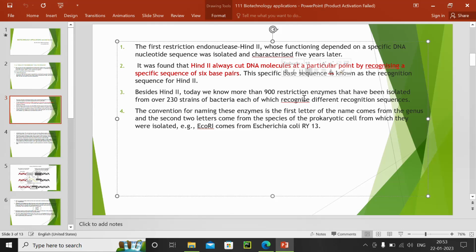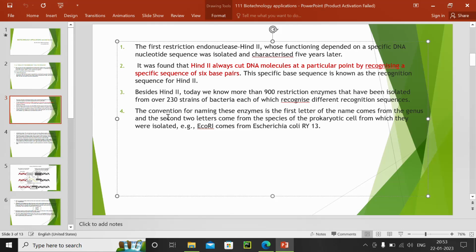Database is nothing but collection of the data that we have isolated from 230 strains of bacteria. So where did these restriction enzymes get isolated? From 230 strains of bacteria, each of which recognizes a different sequence. So recognition sequence is nothing but what? The specific sequence of six base pairs or more to which a particular enzyme binds and recognizes it. So it is nothing but recognition sequence.